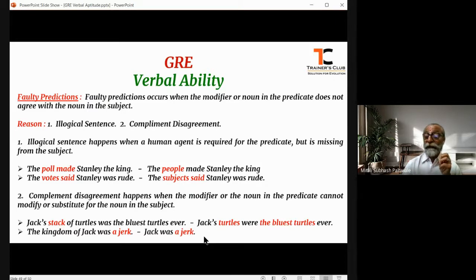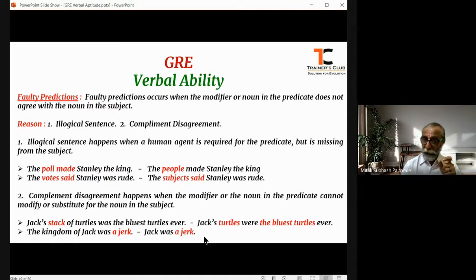Then certain faulty predictions. These faulty predictions occur when the modifier or the noun in the predicate part of it... I told you in the very beginning, when we started to talk about sentences, that there is a subject and a predicate.